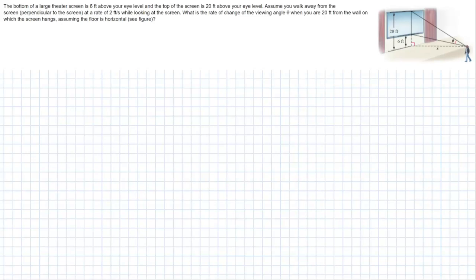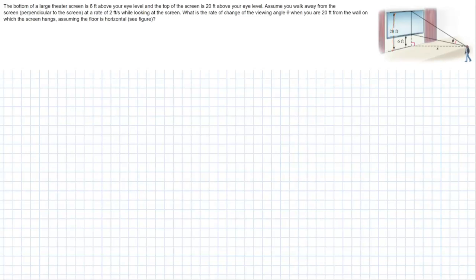I am giving you some help here with the movie screen problem in my math lab homework. This question says that you are standing away from the movie screen and looking up. The distances are 6 and 20, as in the picture here. This is 6 from the ground up, and that is 20 from the ground to the top.